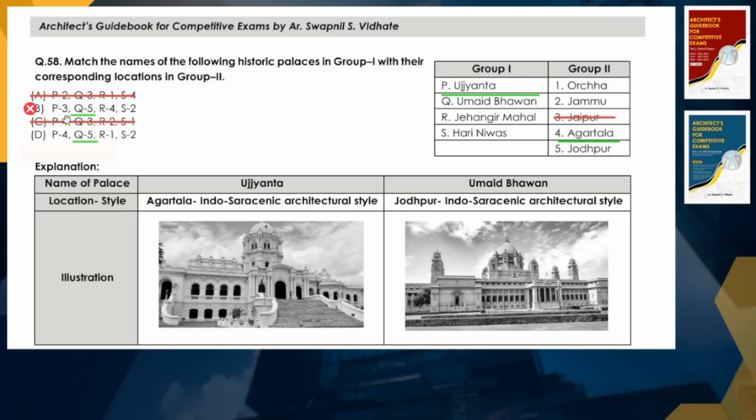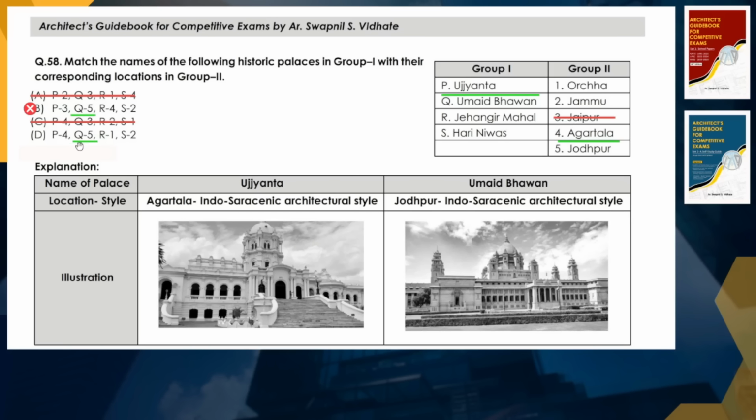If you are not aware of where this particular palace, Ujjayanta, is situated, then you can also apply this kind of logic: Ujjayanta is definitely not situated in Jaipur, because it is not one of the monuments which is situated in Jaipur.